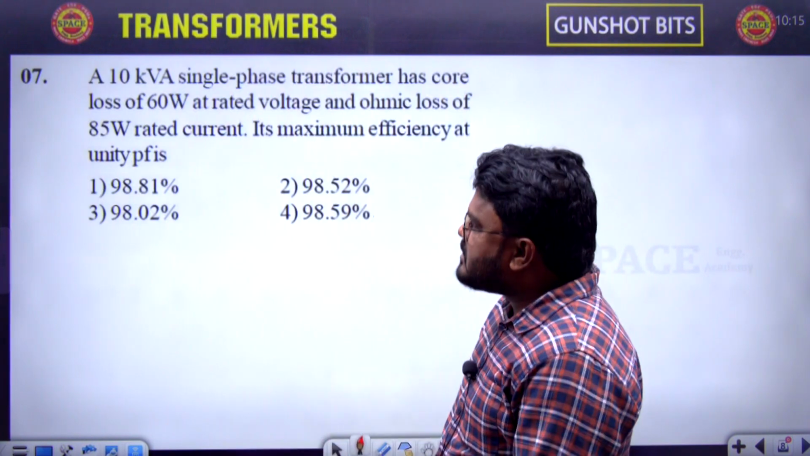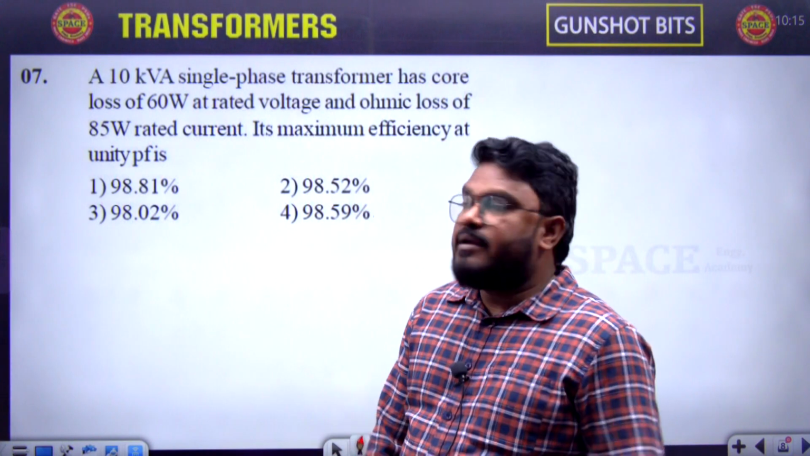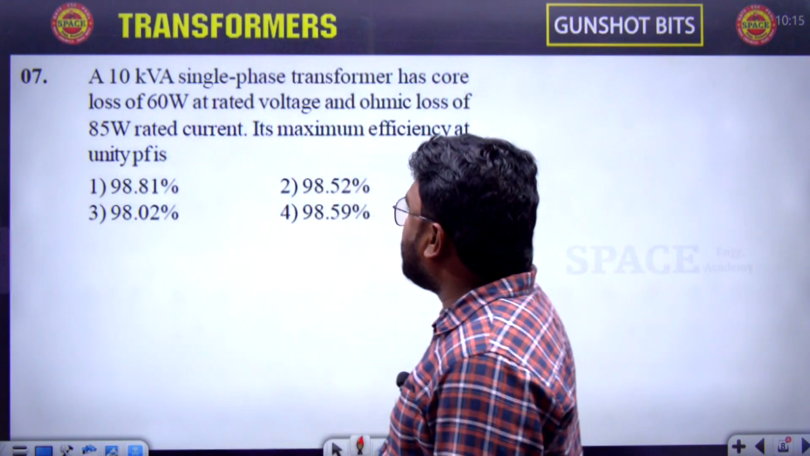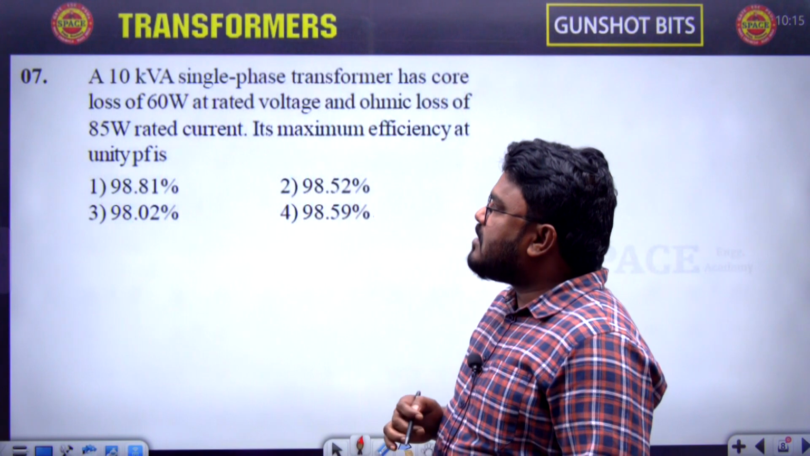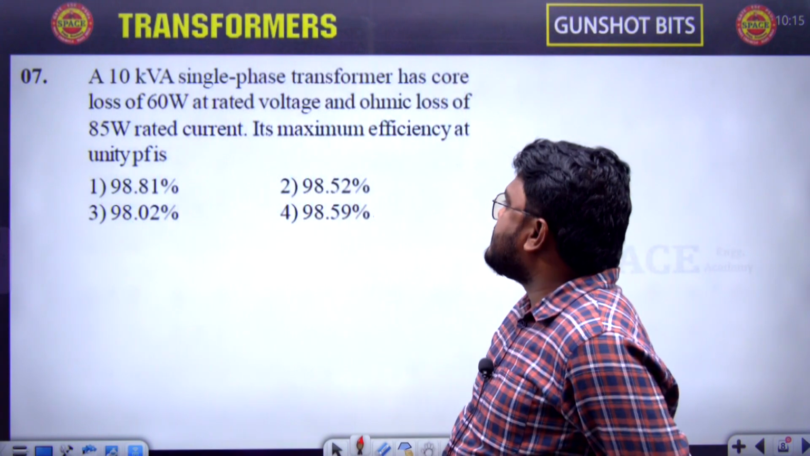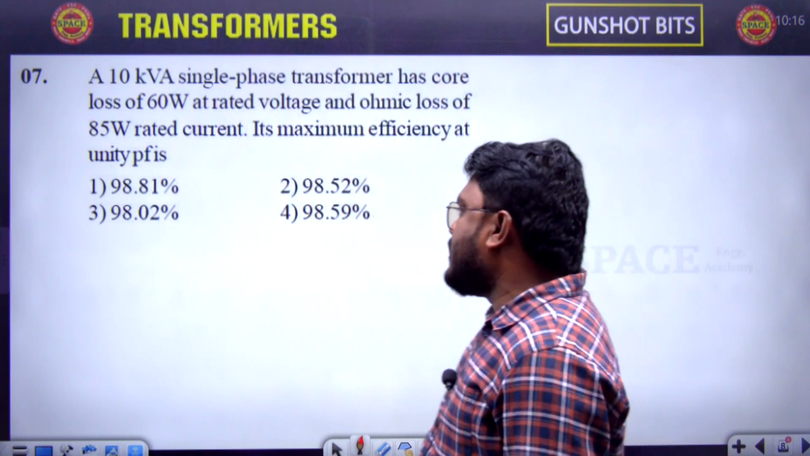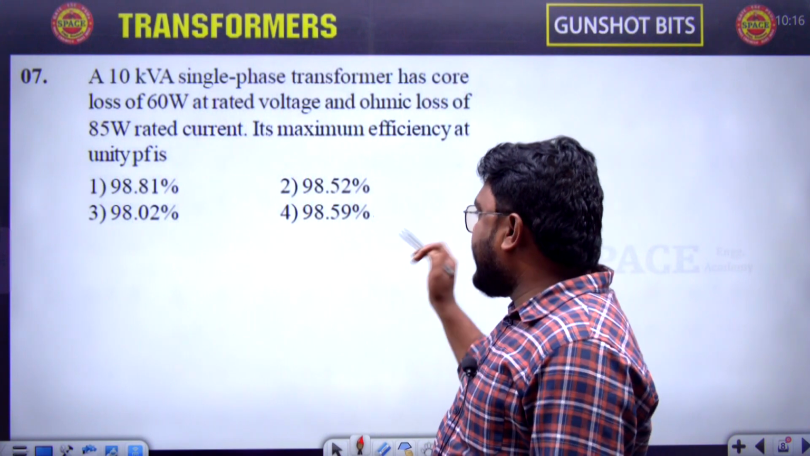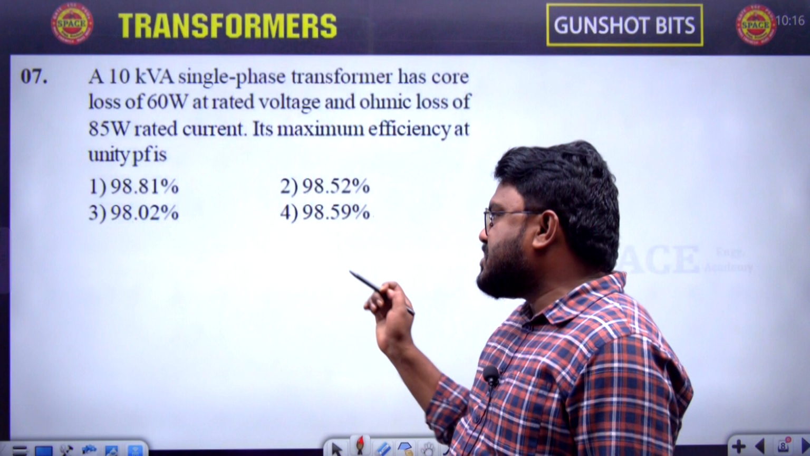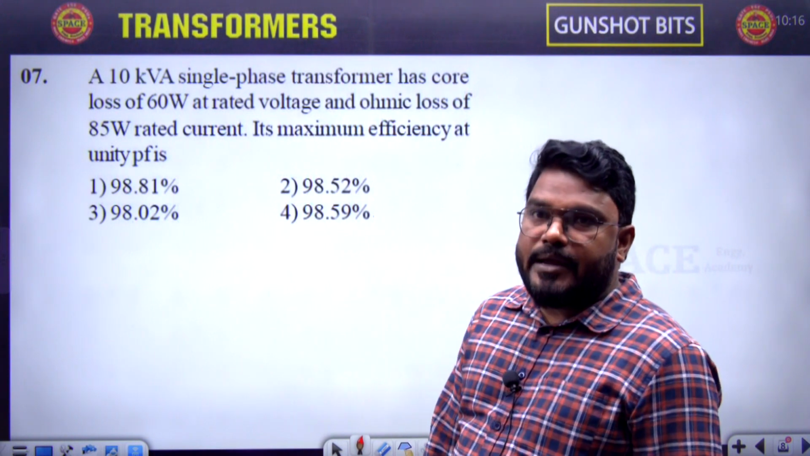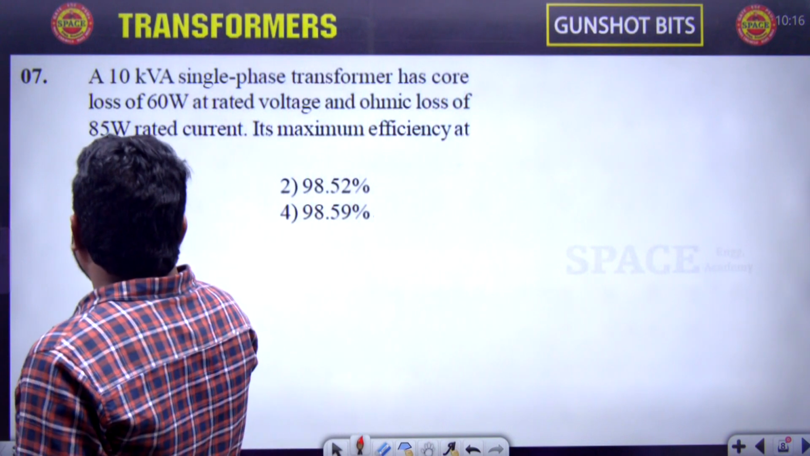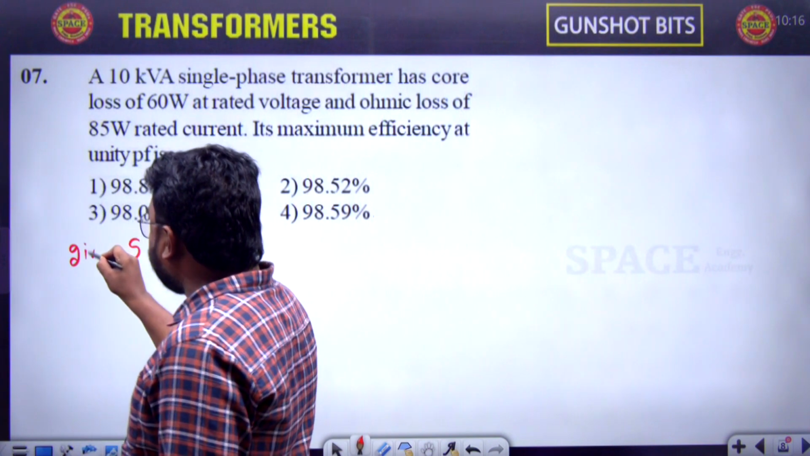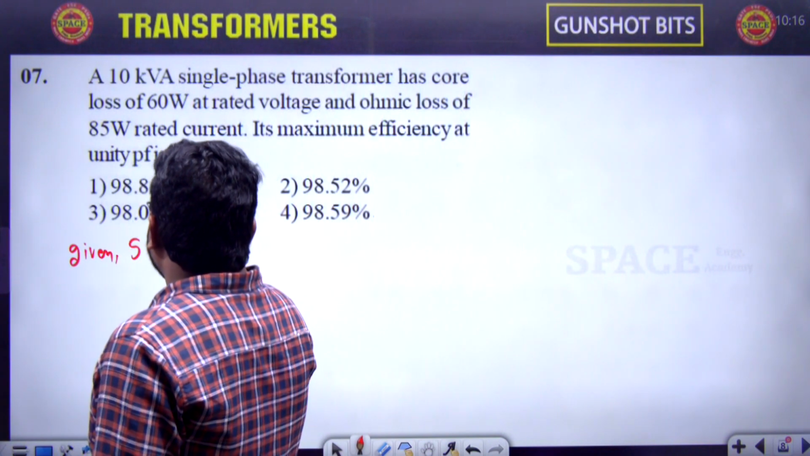Let us solve question number 7. The question is: a 10 kVA single phase transformer has core losses of 60 watts at rated voltage and ohmic losses of 85 watts at rated current. Its maximum efficiency at unity power factor is: option 1, 98.81%; 98.52%; 98.02%; 98.59%. So given that the rating of the two winding transformer, S, the power rating, is equal to 10 kVA.